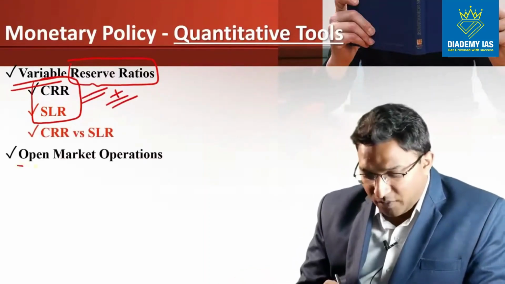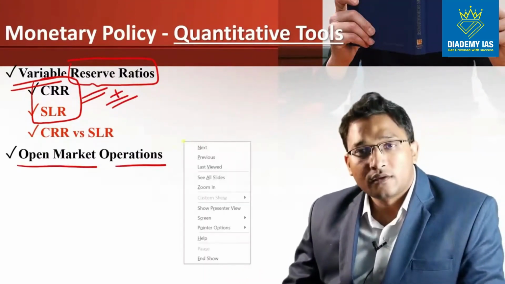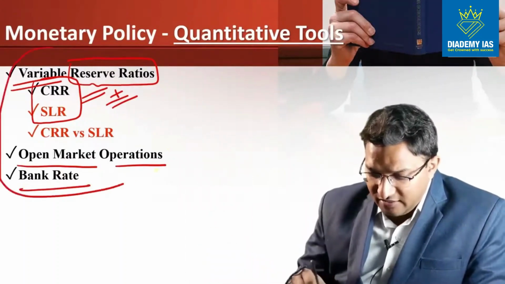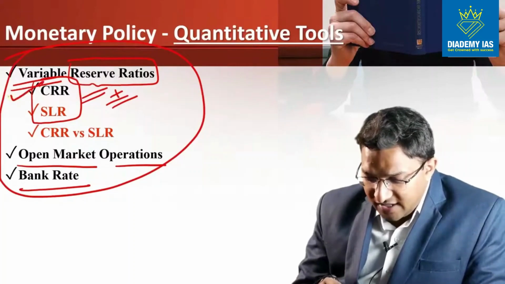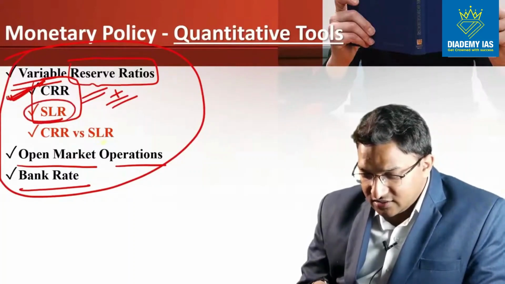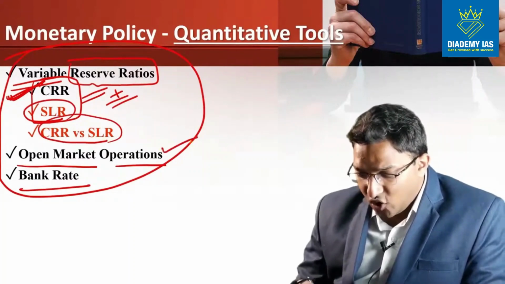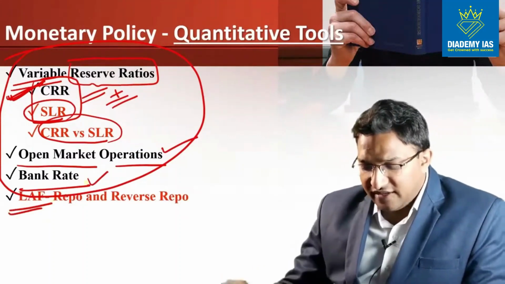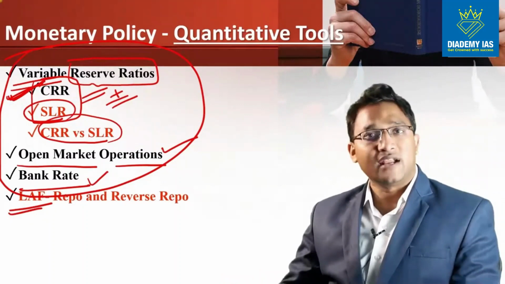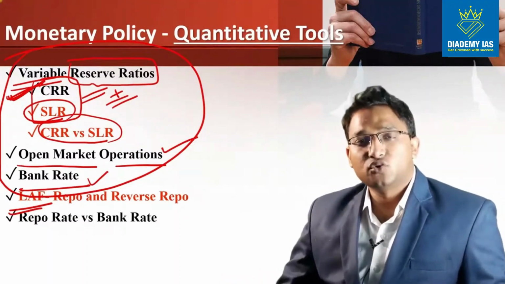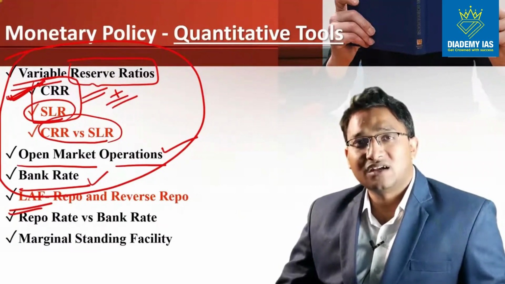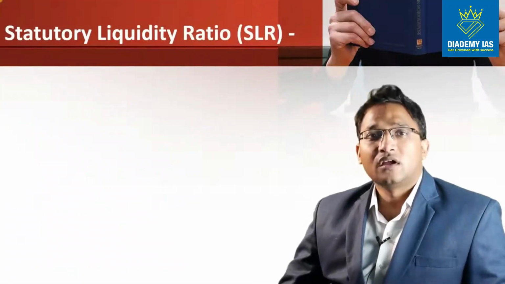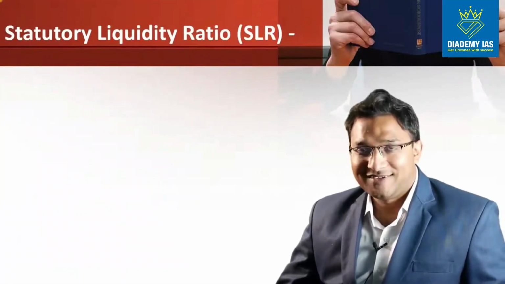We will discuss the open market operations also and bank rate also, right? So in this particular session we will be dealing with all these, out of which CRR we have already done. SLR we will discuss, CRR versus SLR we will discuss, open market operations we will discuss, and the bank rate we will discuss. After that we will come to the liquidity adjustment facility, which includes both the repo rate and the reverse repo rate. Then we will come to the repo rate versus the bank rate, then marginal standing facility, then market stabilization scheme. Now coming to the statutory liquidity ratio, right?